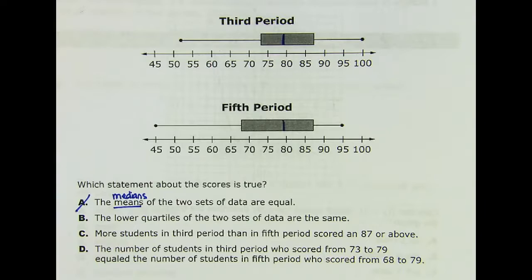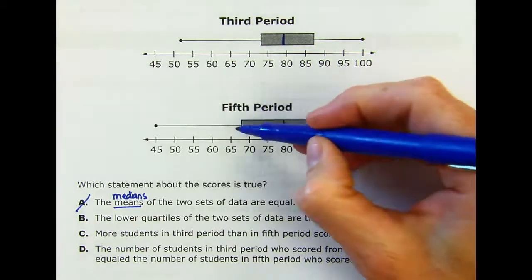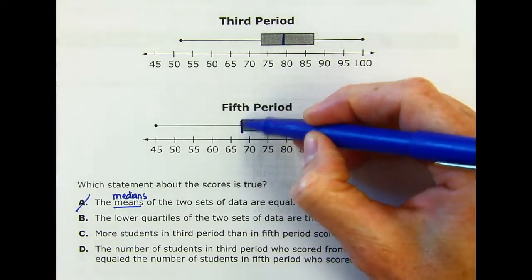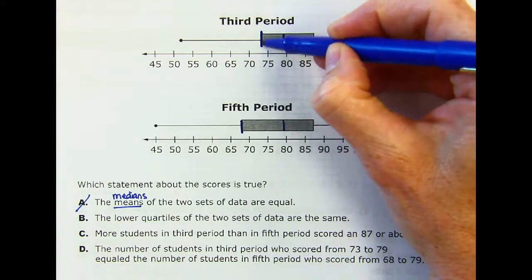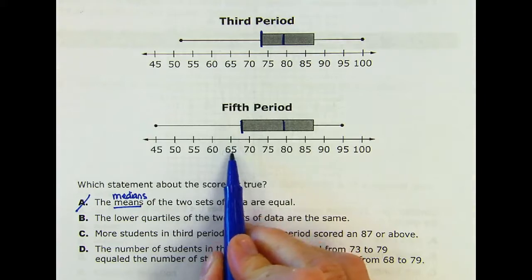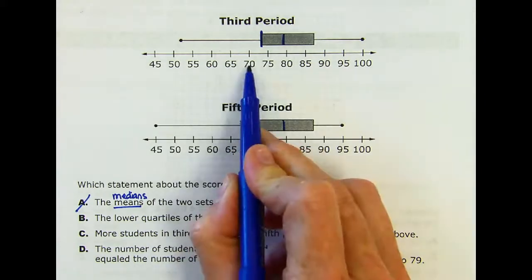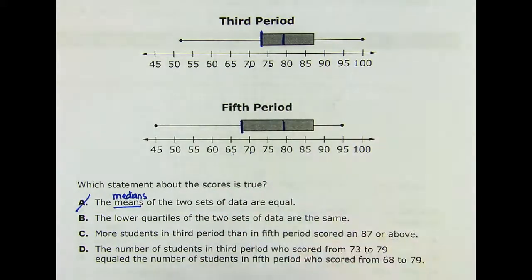B states the lower quartiles of the 2 sets of data are the same. So remember, a lower quartile is this guy right here. So here's this one. Here is this one. This quartile is between 65 and 70, and this one is 70 and 75. Clearly, they are not the same, so that one is false.